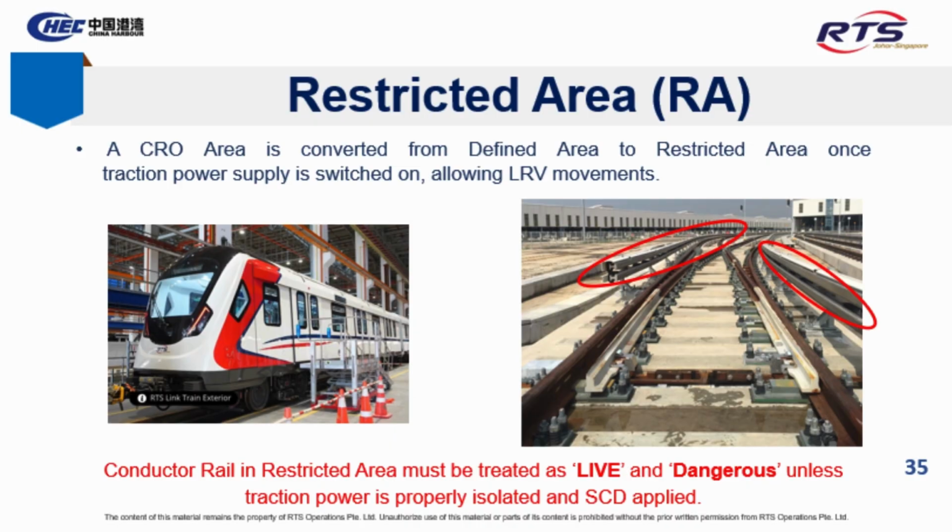Slide 35, Restricted Area, RA. When traction power is turned on, the CRO area becomes a restricted area. This allows LRV movements. The conductor rail here must always be treated as live and dangerous unless traction power is properly isolated and SCD is applied.